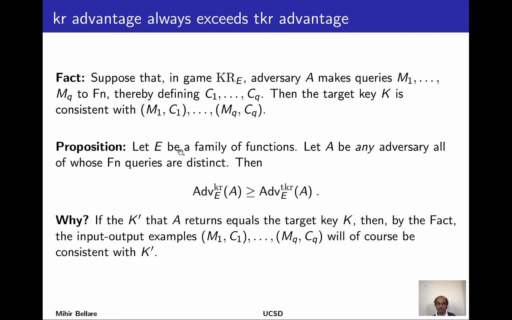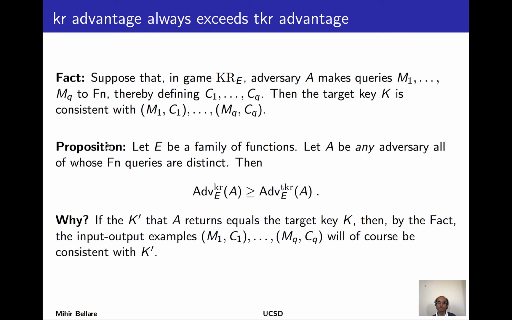Let's formalize that a little bit. Let E be any family of functions, and A be any adversary, but assume that its queries to this oracle are distinct. Now, given that these two games have the same oracle names and return the same types of things, we can run the adversary in either game. We can keep the adversary fixed, let it play the TKR game, and measure its advantage. We can keep it fixed and let it play the KR game and measure its advantage. And we would get back two numbers, possibly different ones. If we compare them, we would find that this one is always at least as big as this one.